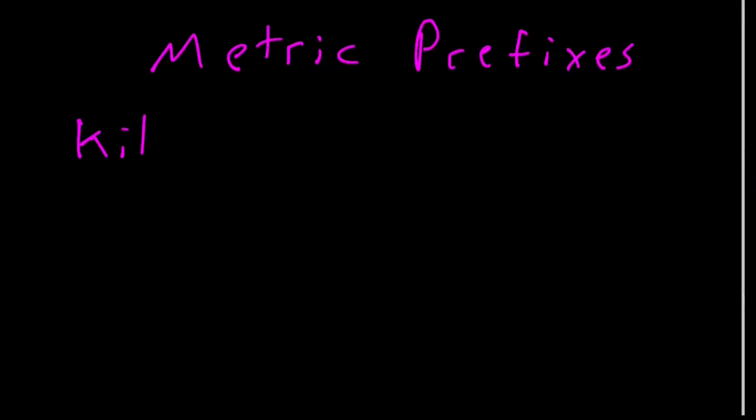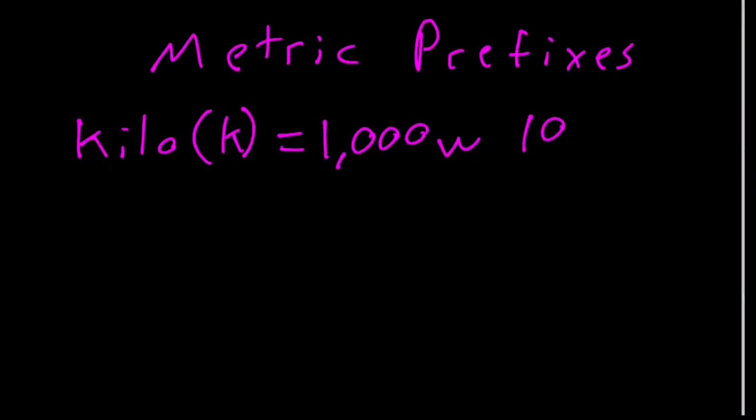So kilo, and is written with a small lowercase k, is going to be equal to 1,000 watts. Or we can even write that as 10 to the third power. So it's 10 times 10 times 10 is 1,000 watts, or 1 kilowatt. So what if we have 1,000,000 watts? What's that known as? So 1,000,000 watts is known as a megawatt.